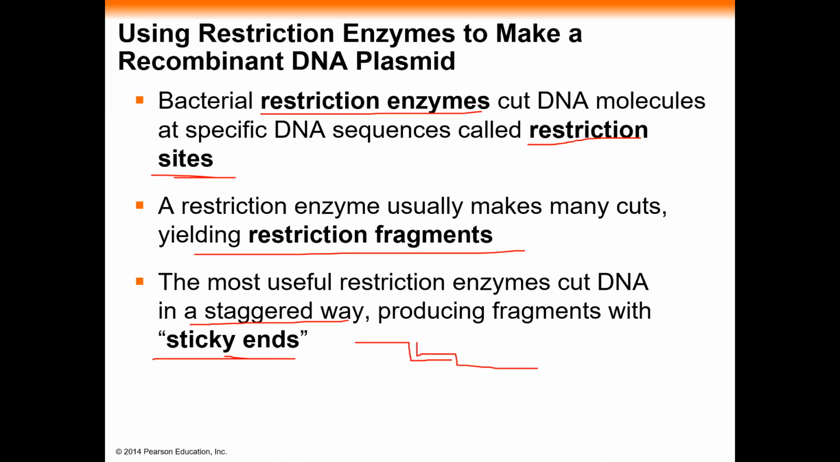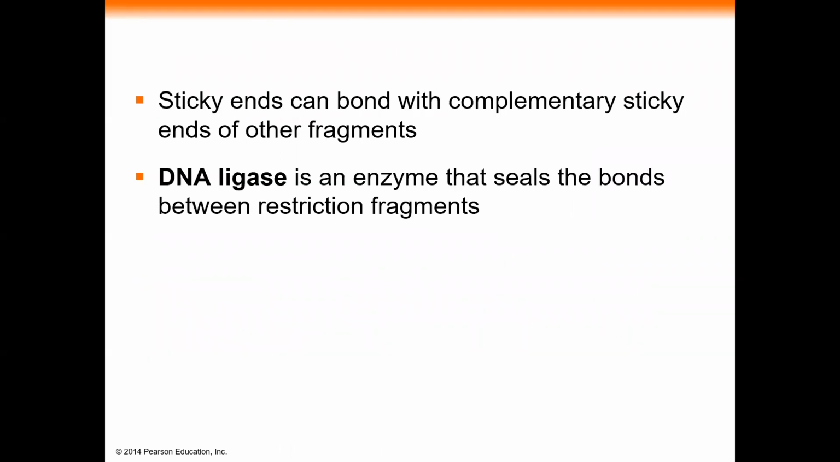Okay, and those are staggered ends, thus you can hook the DNA back together much like puzzle pieces. So sticky ends can bond with complementary sticky ends of other fragments. And this is how you can insert that gene that you're interested in into that plasmid DNA. You simply just need to cut the plasmid with a restriction enzyme and then use the exact same restriction enzyme to cut up the gene that you want to insert into there, because it's going to leave complementary sticky ends.